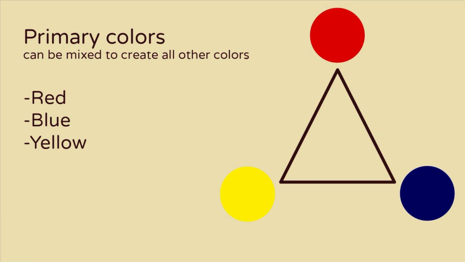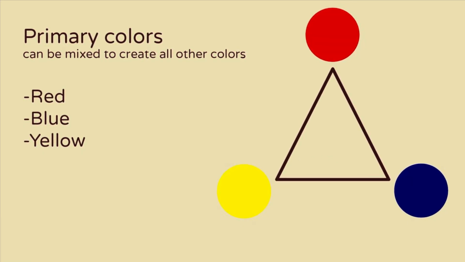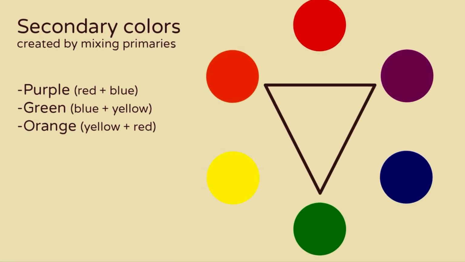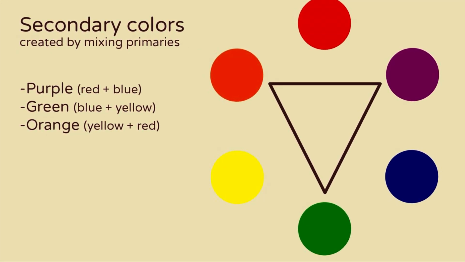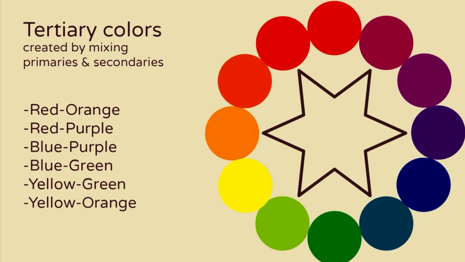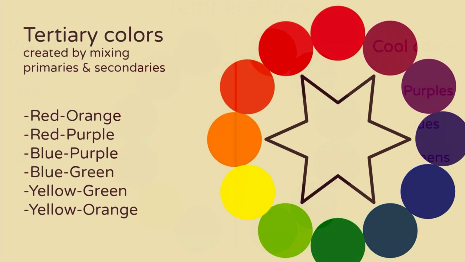Primary colors are red, yellow, and blue. Those colors you cannot mix together, but you have to buy them from the store. By mixing two of the primary colors, you will get the secondary color, and so on. Tertiary color. This word is hard for me.